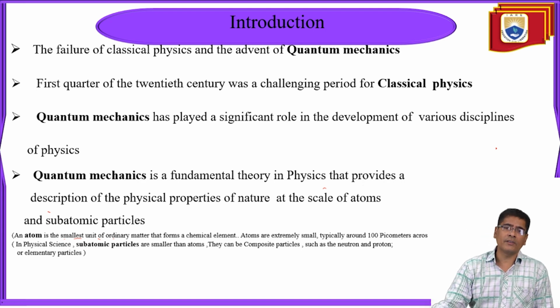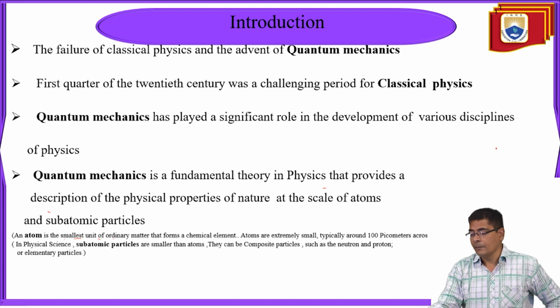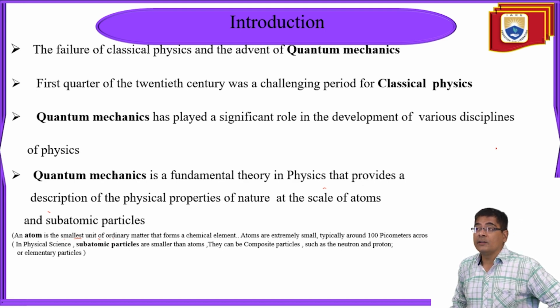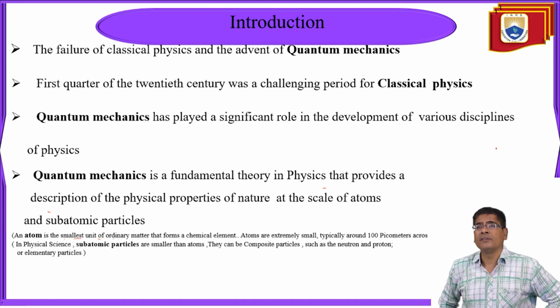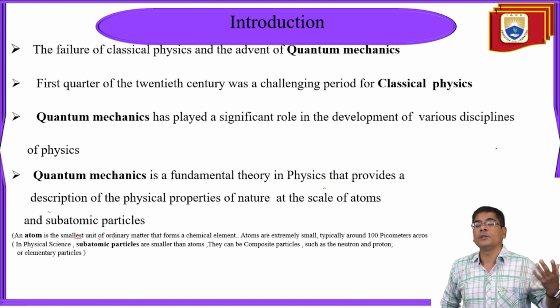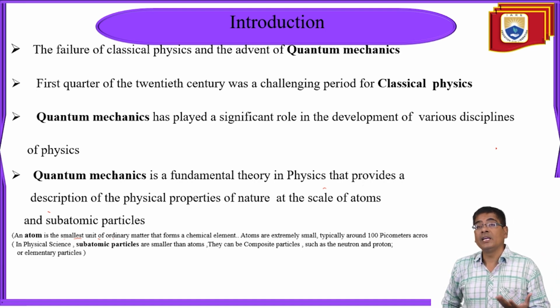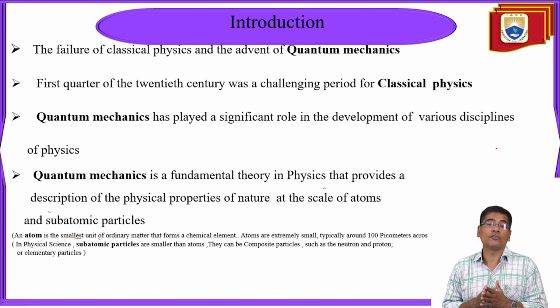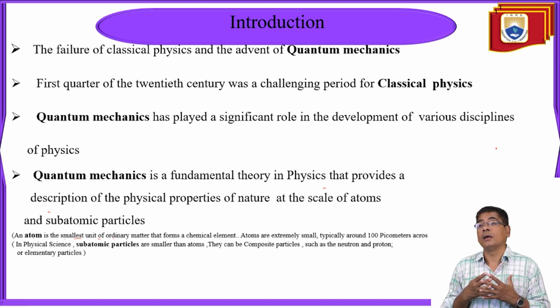So that's what we are telling: the failure of classical physics and the advent of quantum mechanics in the first quarter of the 20th century. That period was a challenging one for classical physics, and quantum mechanics played a significant role in the development of various disciplines of physics. When we speak about nuclear physics, molecular physics, statistical physics, particle physics, for every part of physics studied at the macroscopic and microscopic level, quantum mechanics plays a significant role, right?